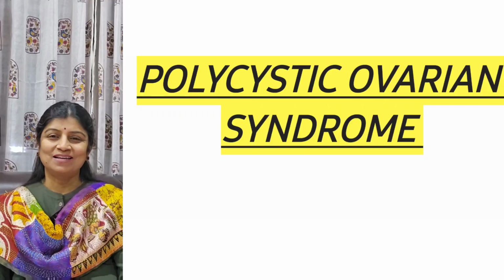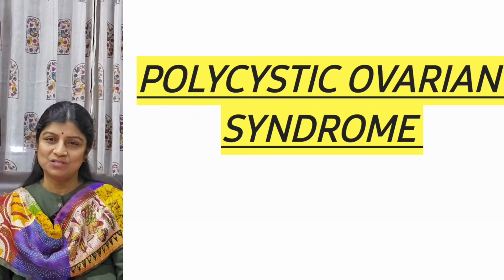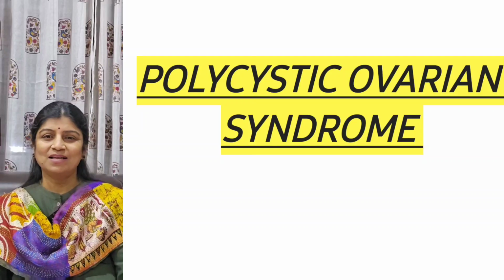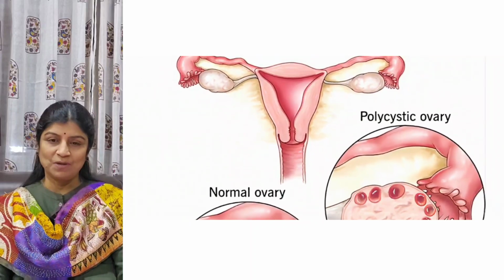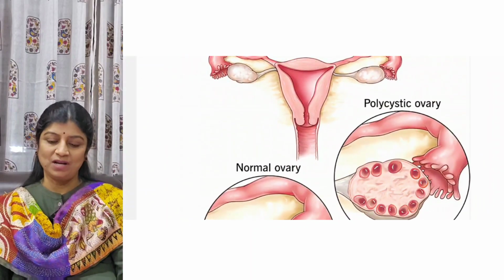Hello my dear students, last class we discussed menstrual irregularities, and today's class we will discuss polycystic ovarian syndrome, that is PCOS, which is one of the most common causes of the various menstrual irregularities. You can see in this picture how the polycystic ovary looks.